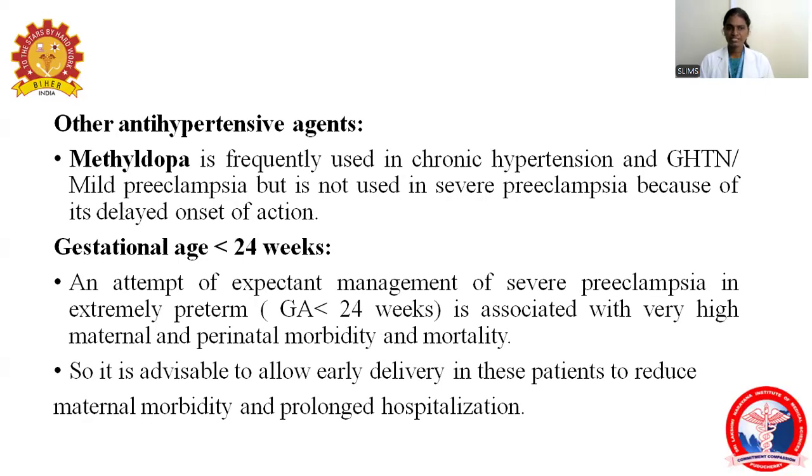Other antihypertensive agents include methyldopa, frequently used in chronic hypertension, gestational hypertension, and mild preeclampsia, but it's not used in severe preeclampsia because of its delayed onset of action.